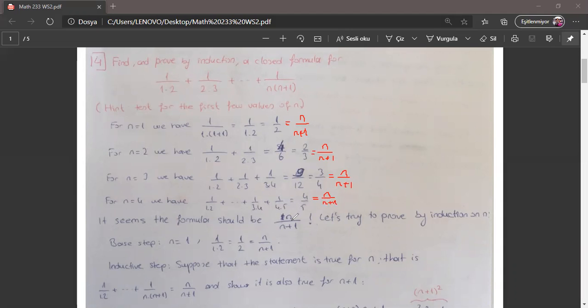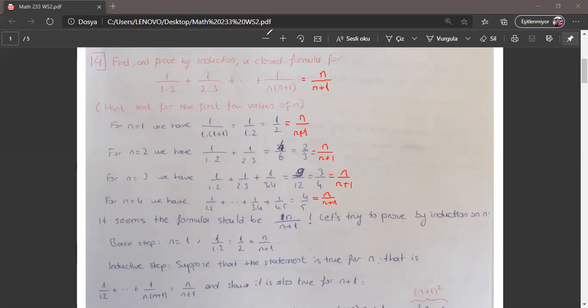So what do we do? Now our claim is this, okay? We claim that this is equal to n over n plus 1. This is our claim now. We will prove this by induction. So what's the base step? Remember, we started from 1, right? So for n equals 1, this is the base step. For n equals 1, we had 1 over 2, right? We saw there n over n plus 1.